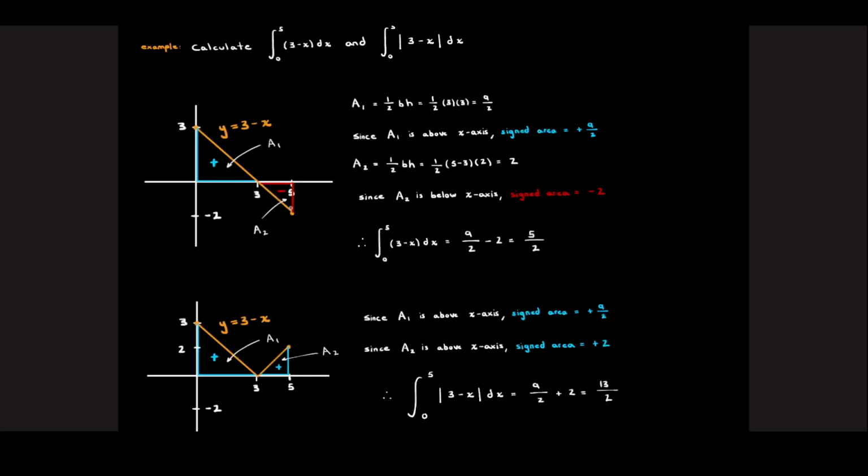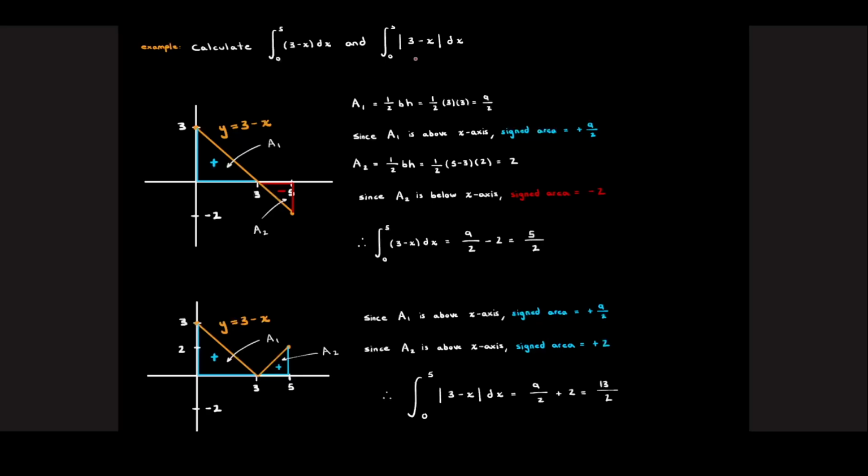Now let's take a look at the second region. So this is also a triangle. The base happens to be 2 units, and the height also happens to be 2 units. And so the area of this region is just going to be 1/2 times 2 times 2, which is just 2. But since this region lies below the x-axis, in terms of signed area, we write -2. Now remember, the definite integral represents the signed area under the function. As a result, all the regions above the x-axis contribute positively, and all the regions below the x-axis contribute negatively. So we add these two numbers up, and we get a final answer of 5/2.